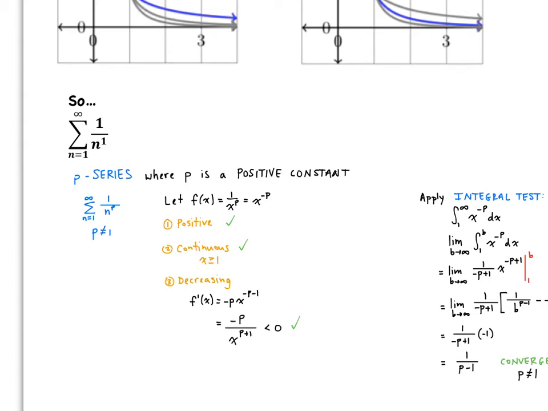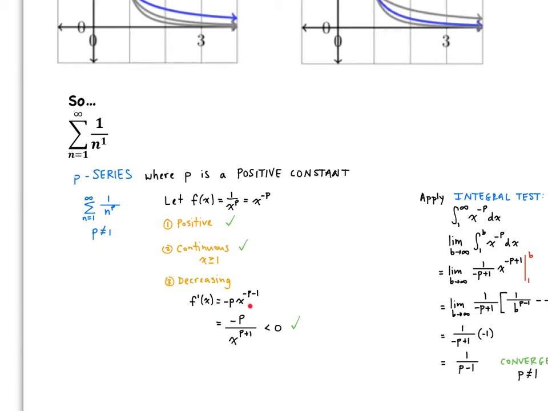All right? So using that integral test, we're going to let f of x be 1 over x to the p, or x to the negative p, for x being greater than or equal to 1. This will always be positive, okay? So let's check. Is this continuous? Again, for x being greater than or equal to 1, yes, this is continuous. Is it decreasing? Well, we have to show that the derivative is negative.